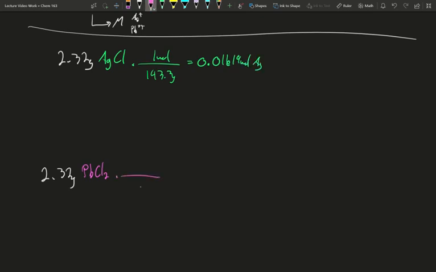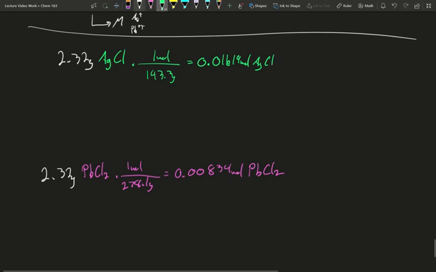And for the lead chloride, well, this is 278.1 grams in 1 mole, which is going to give us 0.00834 mole of our lead chloride. And sorry, up above, that was our silver chloride.